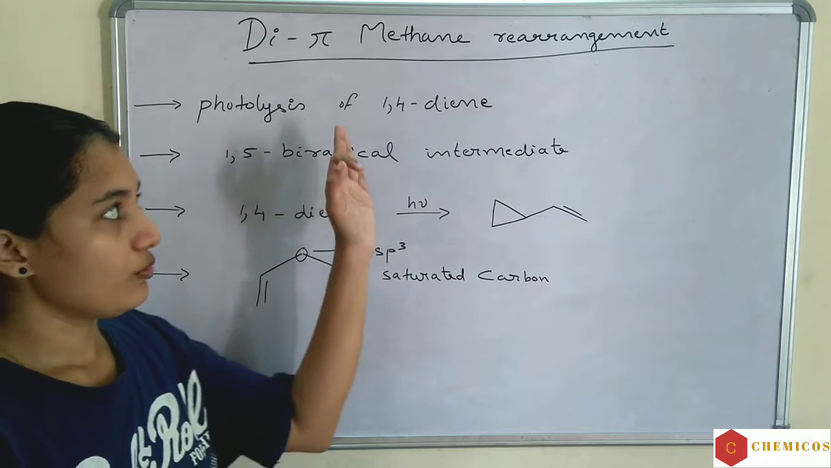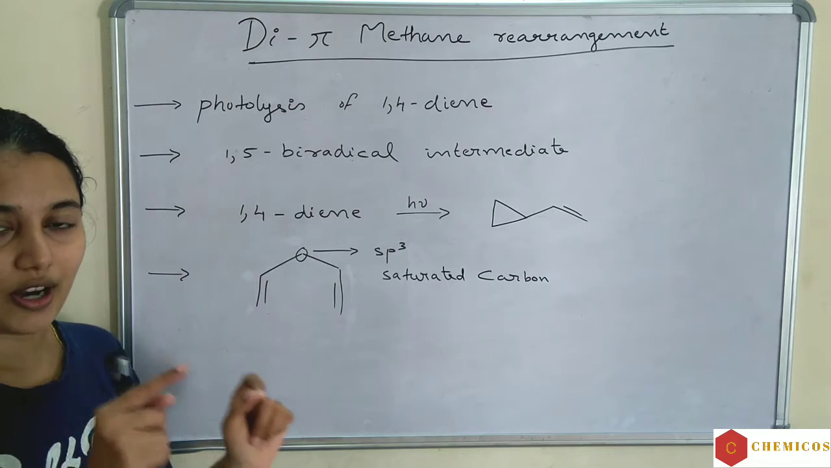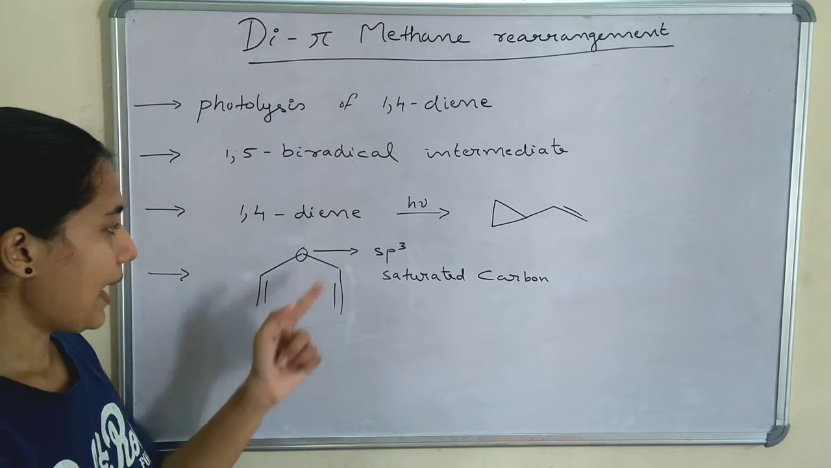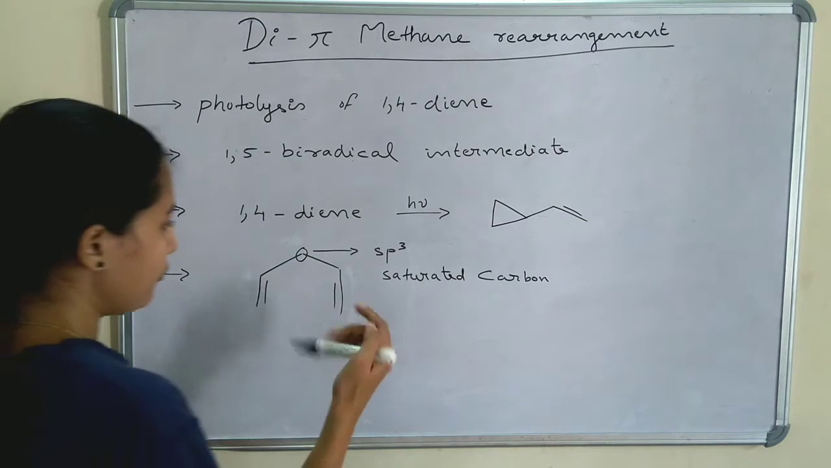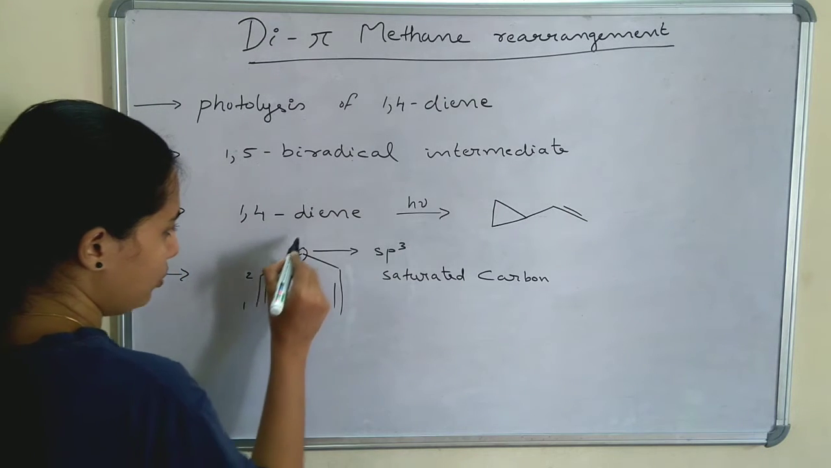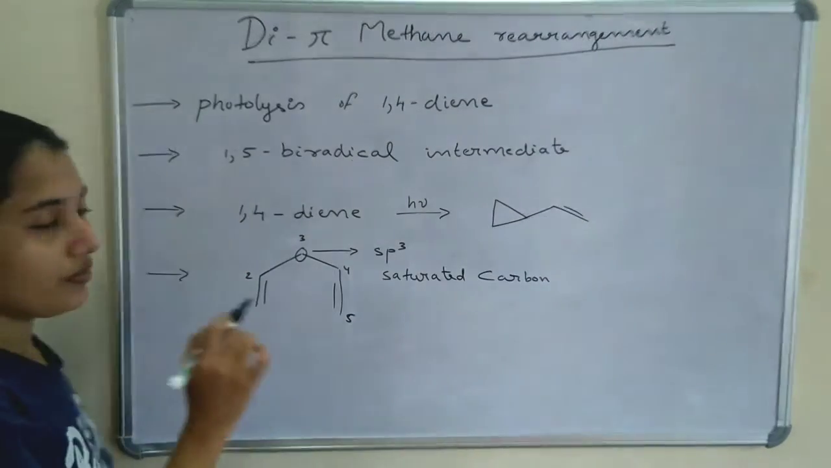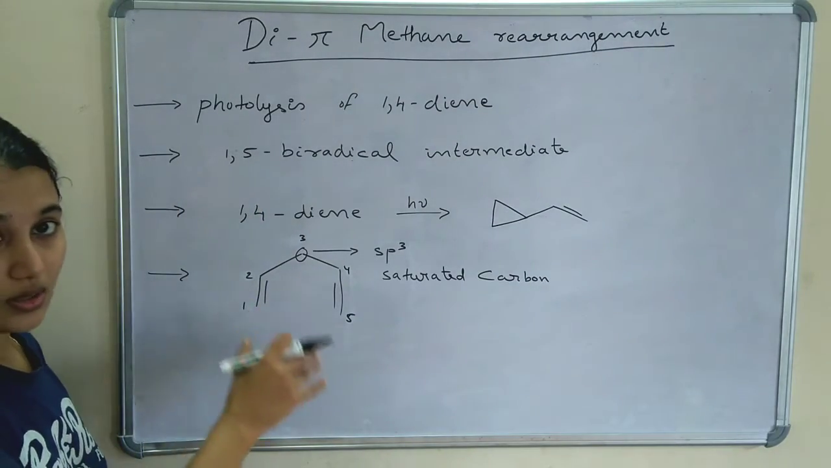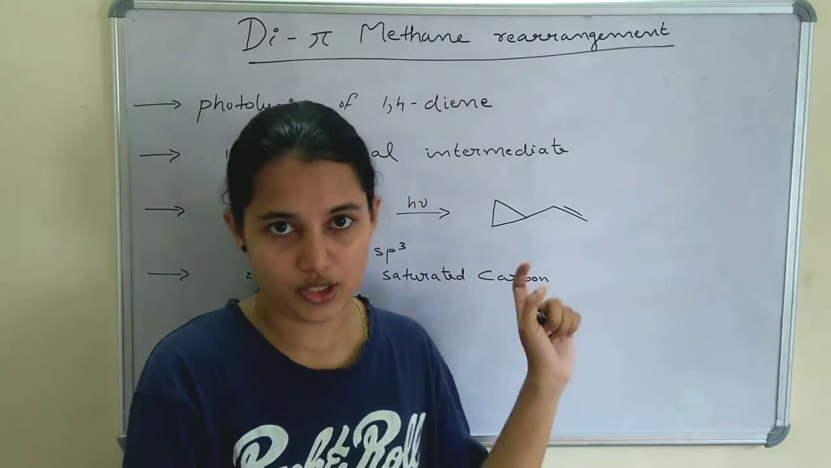Photolysis of 1,4-diene is called di-pi-methane rearrangement. 1,4-diene: in the first and fourth position a double bond will be present. This is 1,4-diene. 1, 2, 3, 4 and 5. So photolysis of this 1,4-diene is called di-pi-methane rearrangement.